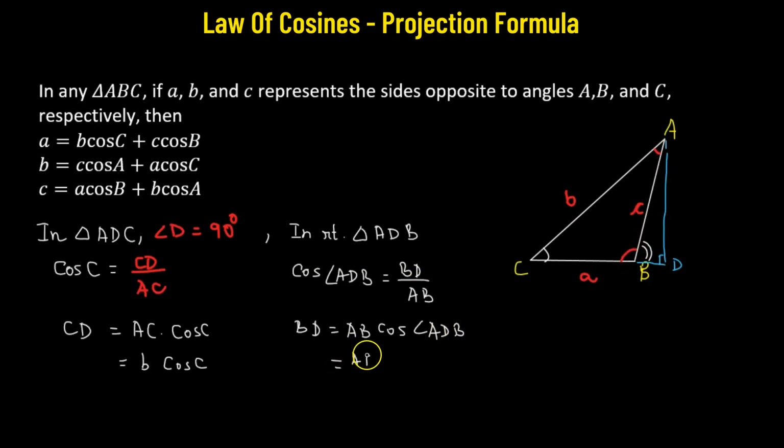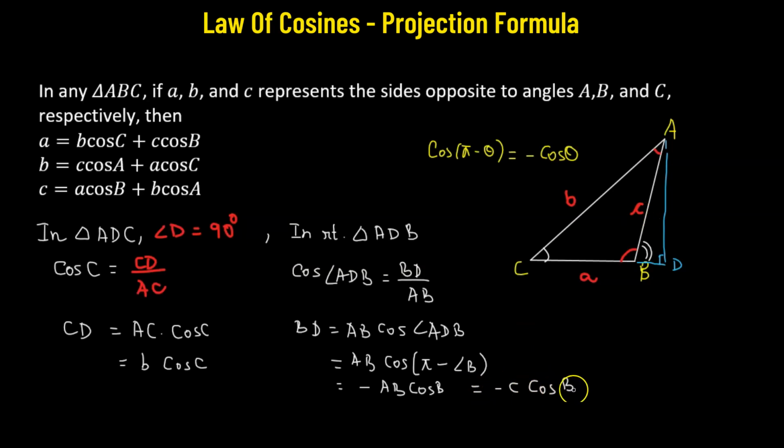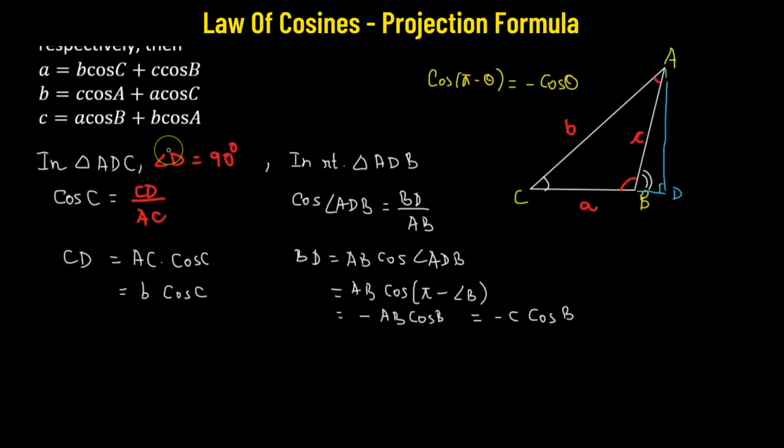Now that's fine. So we can rewrite cosine of angle ADB as cosine of 180 degrees, or pi radians, pi minus angle B. So let me consider only angle B, which actually represents angle ABC. What's the value of cosine pi minus theta? We know that cosine of pi minus theta equals negative cosine theta, which means the value of cosine pi minus B will be negative cosine B, or we get negative AB cosine B. We have already defined the value of AB, so AB is c, so this will be equal to negative c cosine B.